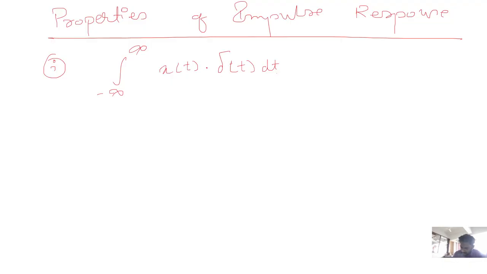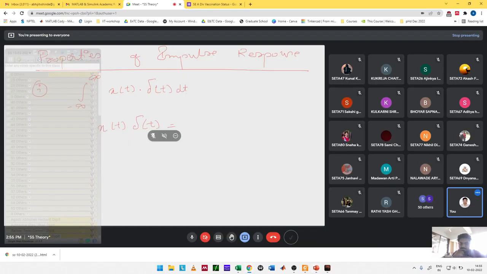So tell me what will be the value of x of t into del of t. Can anyone tell me? Arti, Arya, Nyanda, Janvi, Yash, Tanmay, Sakshi. Can you tell me what will be the value of this x of t into del of t?